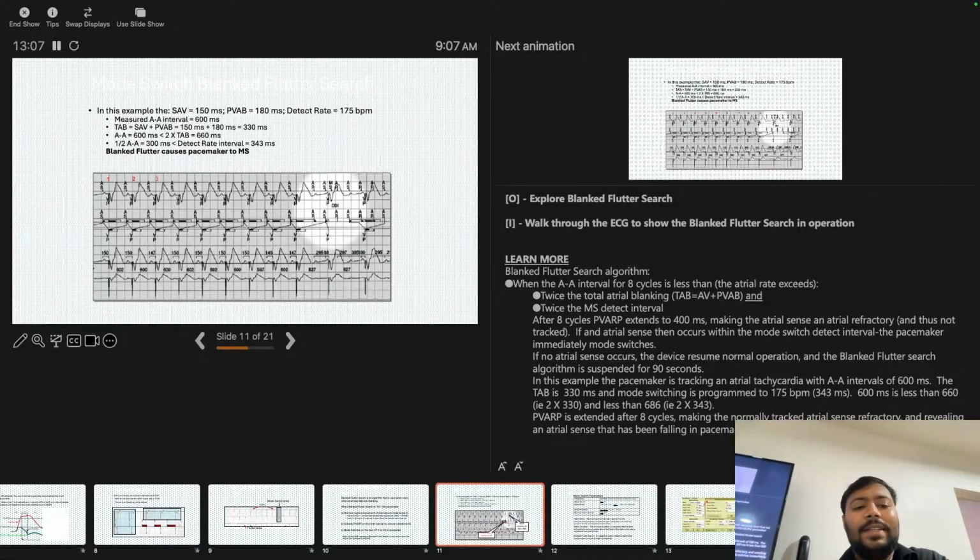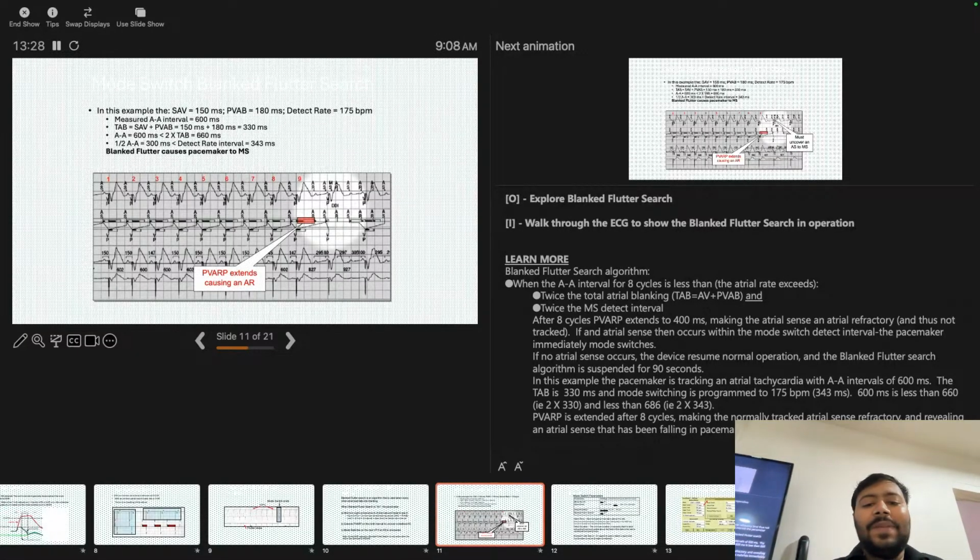This is the first beat, second beat, third beat. You can see 4, 5, 6, 7, and 8. So after these 8 beats, the device has found this interval is lesser than the total atrial blanking period. The 9th beat, you can see it is increased. I'll show you here. PVARP extends, causing an AF.